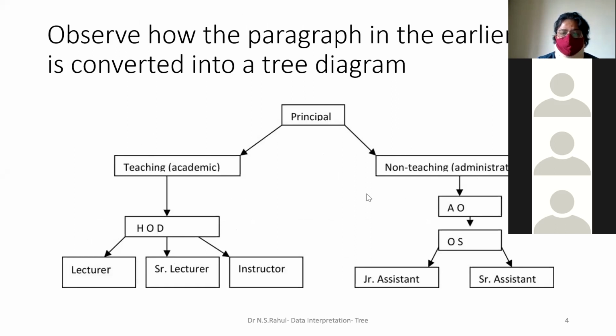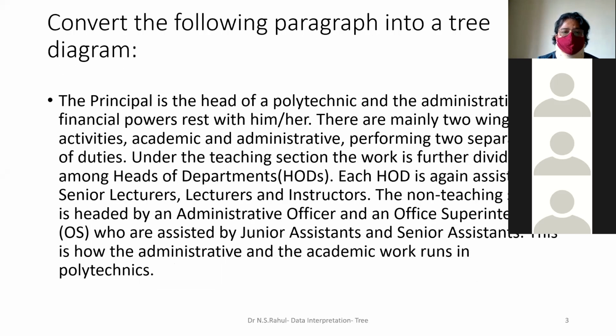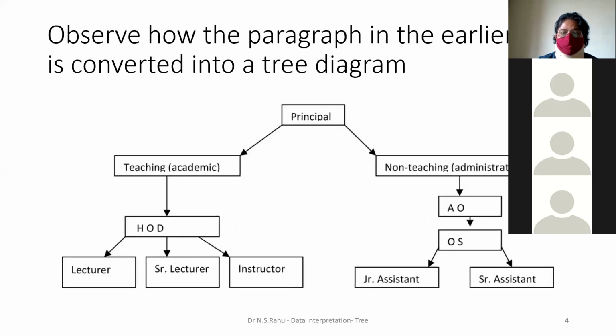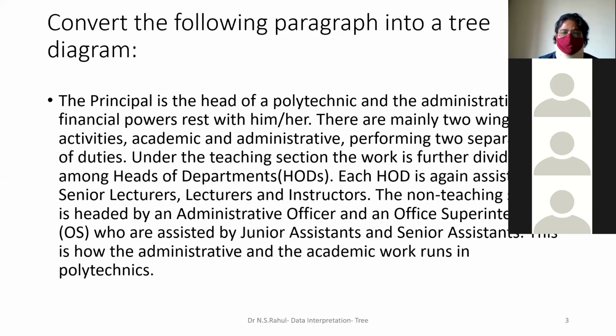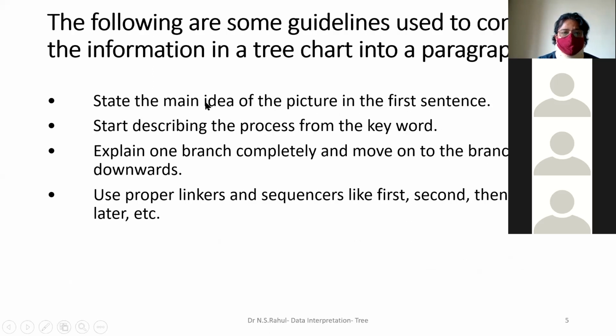So this is how you have to convert material. If a paragraph is given, you have to convert it into a tree diagram. If the tree is given, you have to convert it into a paragraph. This is what you are supposed to do. Now, the guidelines to convert a tree diagram into a paragraph. What are the things you are supposed to do? Please read the points. Just exactly the same way we did with flowcharts.